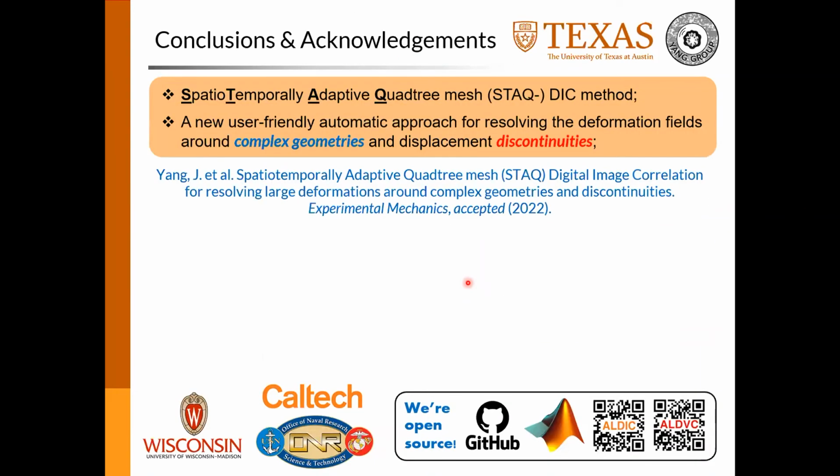My talk is a little bit shorter today because I really want to introduce this new idea for DIC, which has been widely used, right? But for complex geometry and for discontinuities, there are still significant challenges nowadays. And here we introduce a new idea. We use this adaptive quadtree mesh, and we can solve these problems efficiently and accurately.